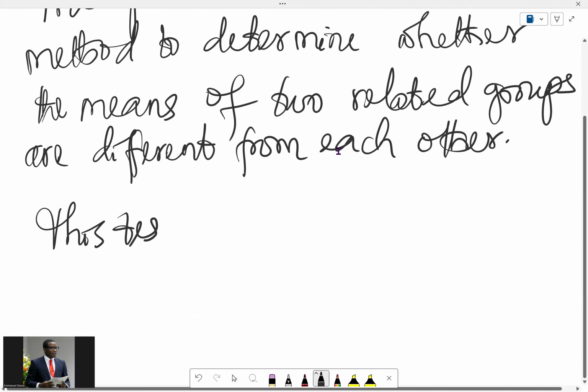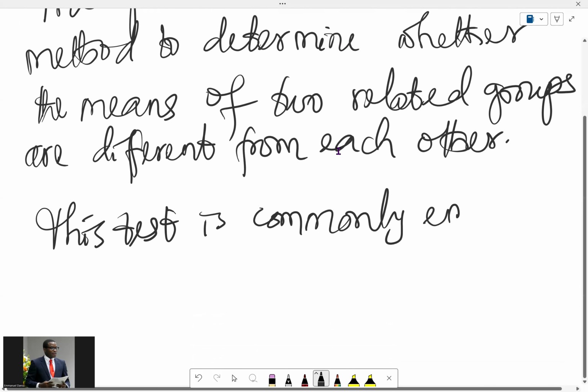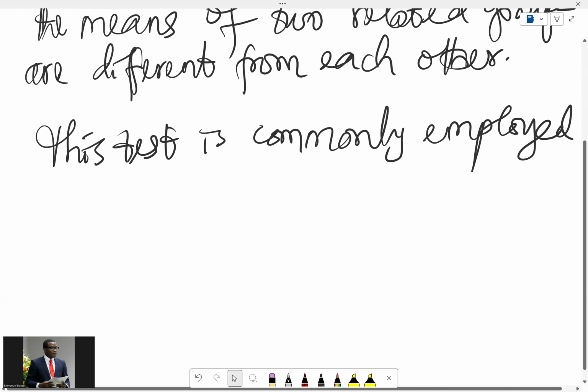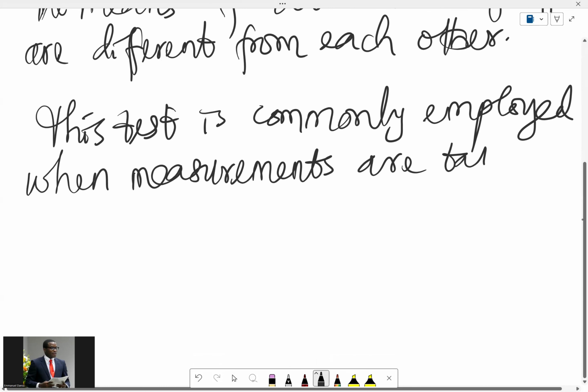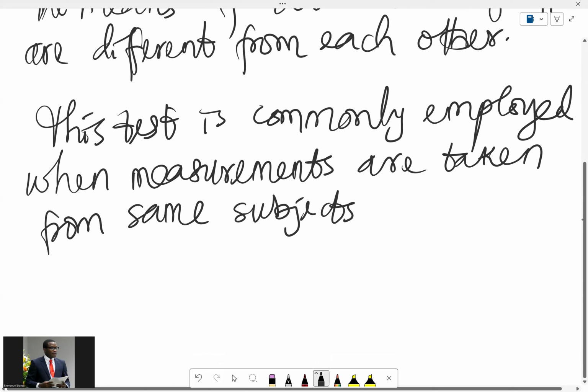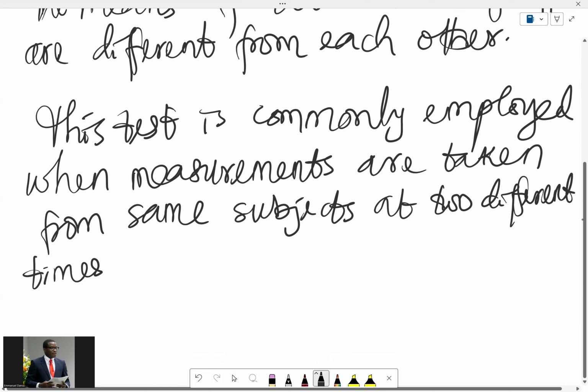This test is commonly employed when measurements are taken from the same subjects at two different times, or under two different conditions.